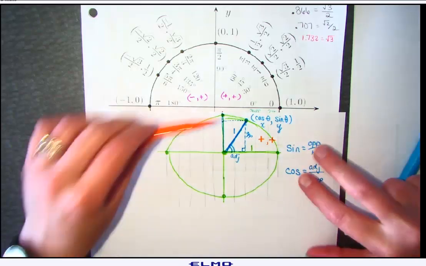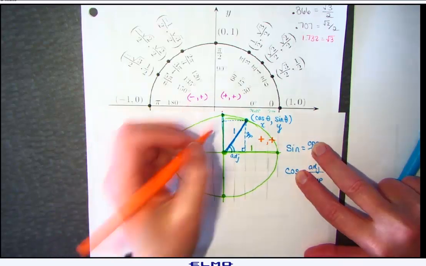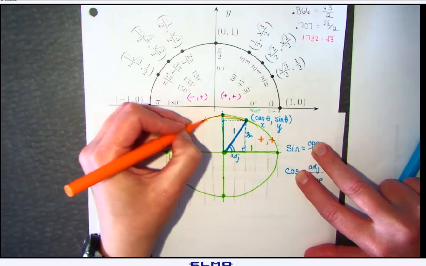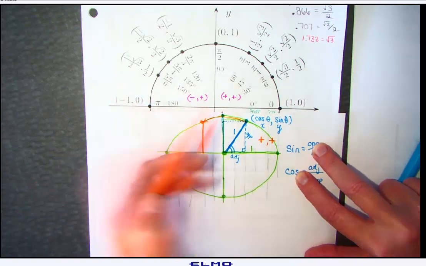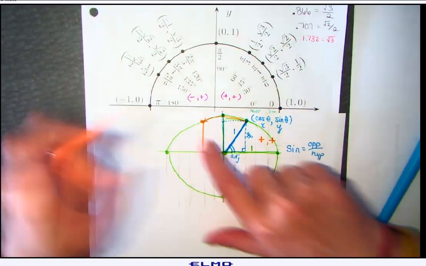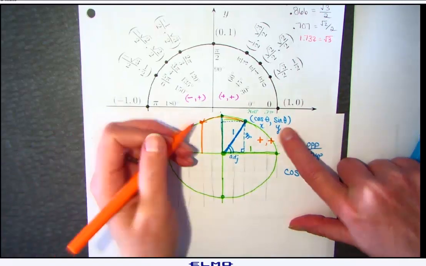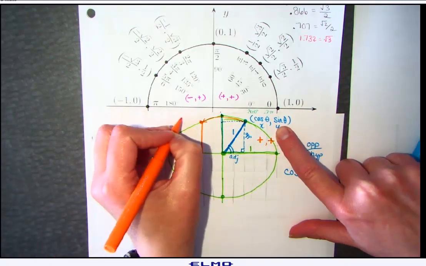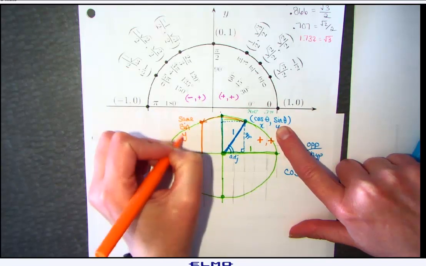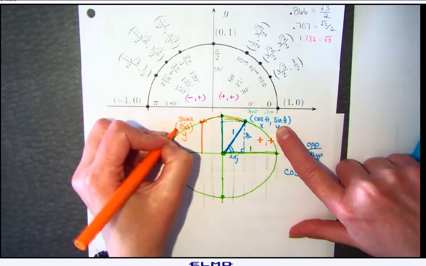Now, as soon as I take that point, or that angle, and I reflect it over here into quadrant 2, I see that these have the exact same y value. See how they're hitting on that y-axis at the same place. So this will have the same sine, the same y coordinate.